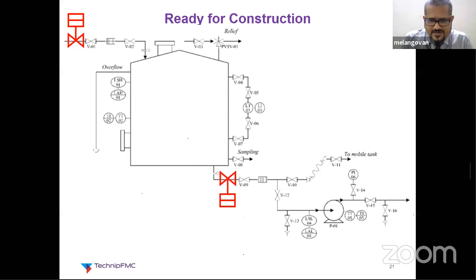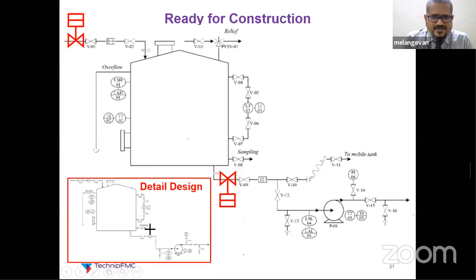So I have included the ESD valve here based on my QRA recommendation. So we have a defined and safe system to go for construction. As you see here, from the detailed design, what is the improvement we have done? We have included the ESD valves based on the QRA results. And the SIL rating of the ESD valve will come from the LOPA study. I cannot go into detail on that section. As I told, it is a separate topic to discuss.